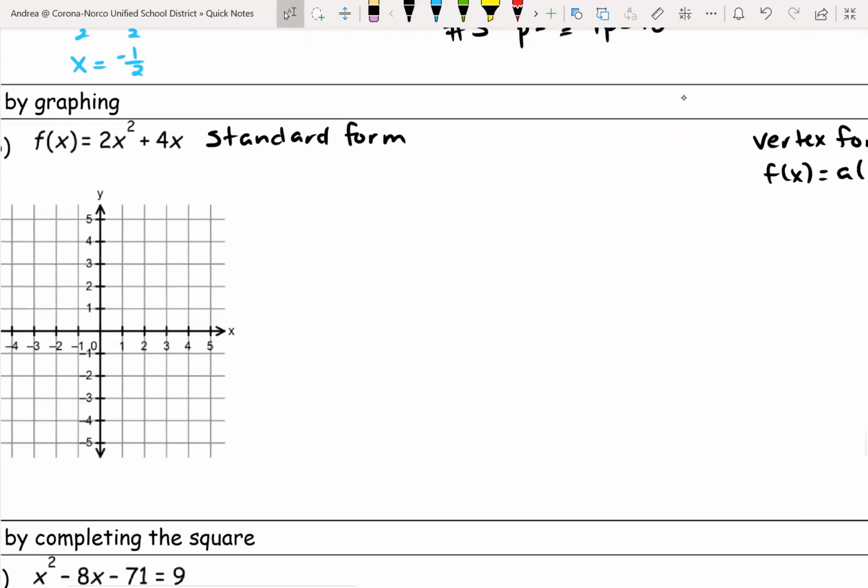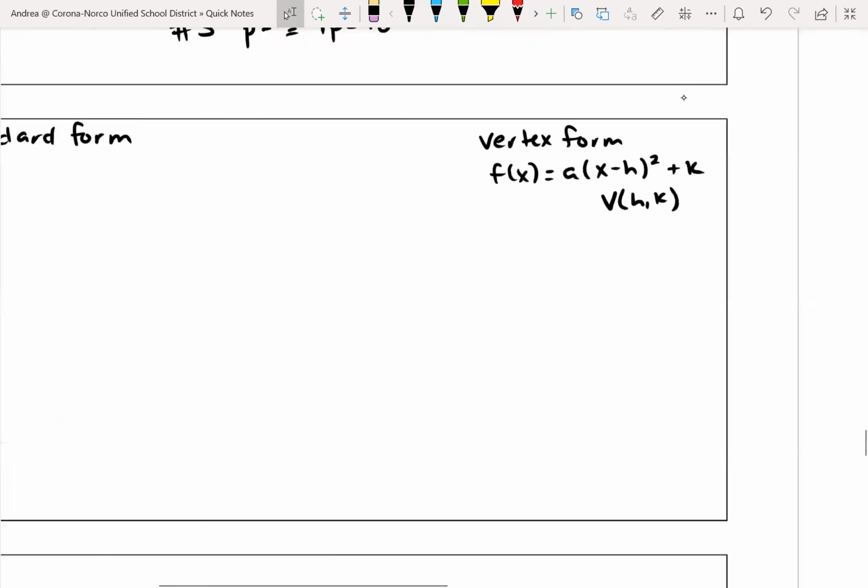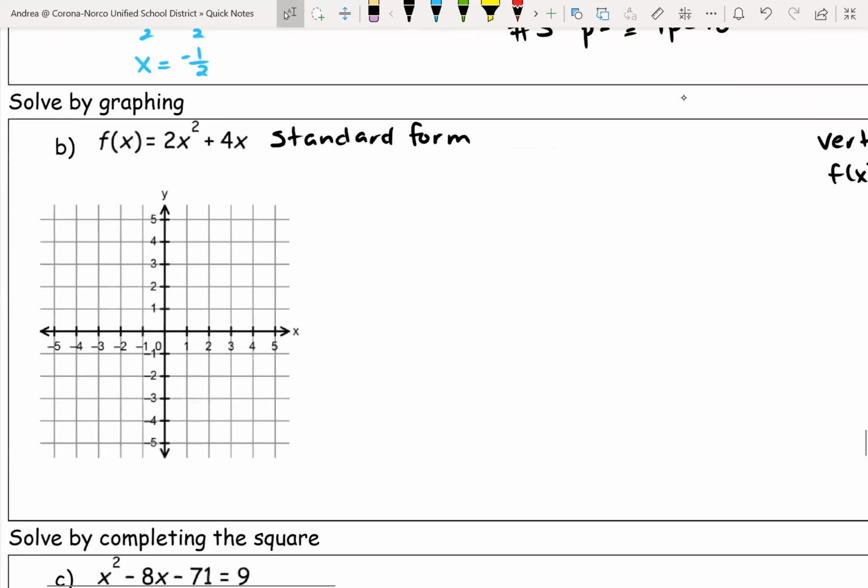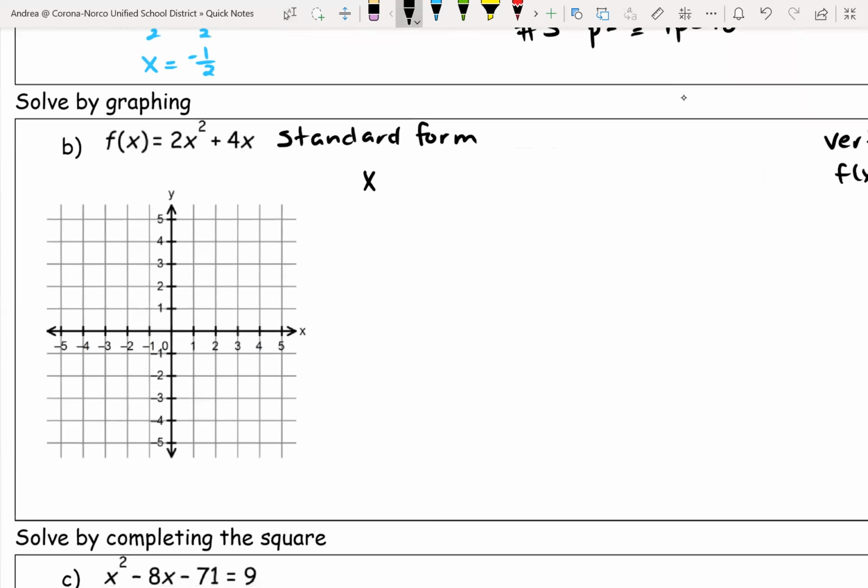Okay. When I graph in standard form, I have to find the vertex. It's not given to me. So I need to find the axis of symmetry, which is x equal negative b over 2a.